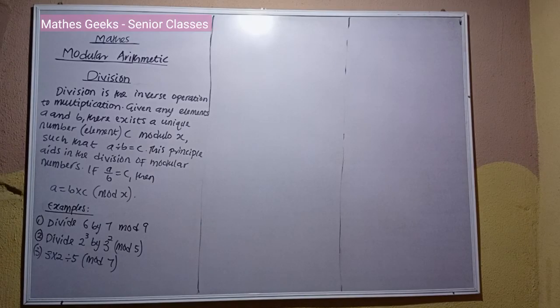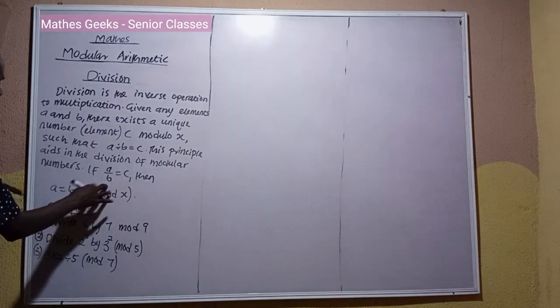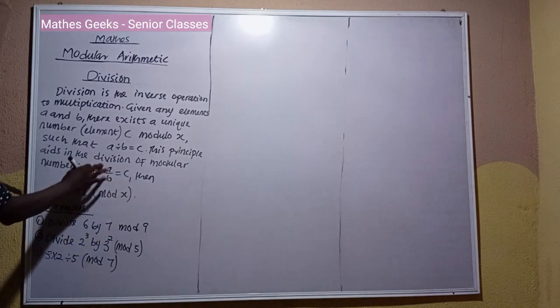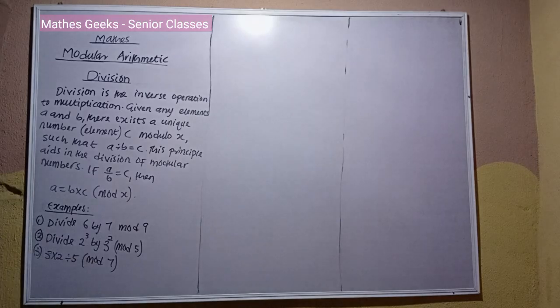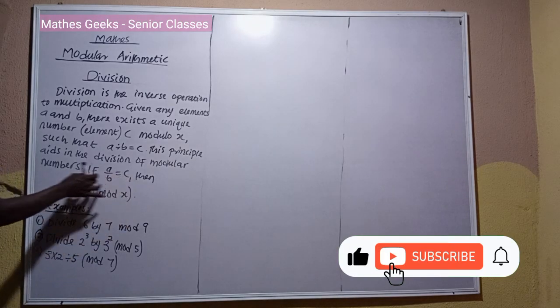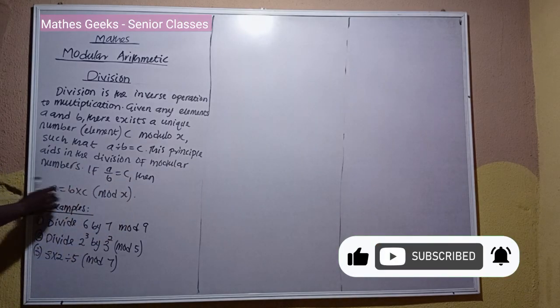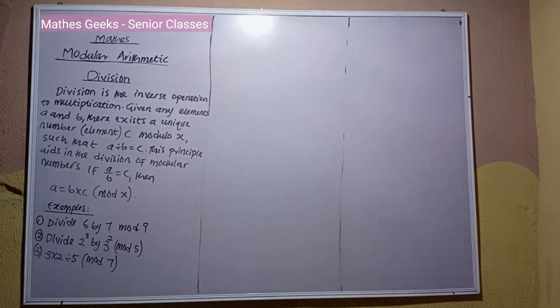Division. Division is the inverse operation to multiplication. So given any elements A and B, there exists a unique element C modulo x such that A divided by B is equal to C. This principle aids in the division of modular numbers. If A divided by B equals C, then A is equal to B times C in mod x. This understanding would be clarified after we have gone through the examples.